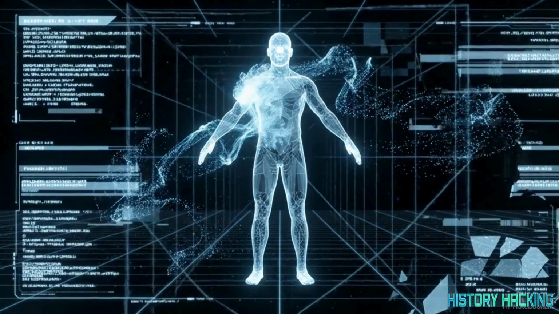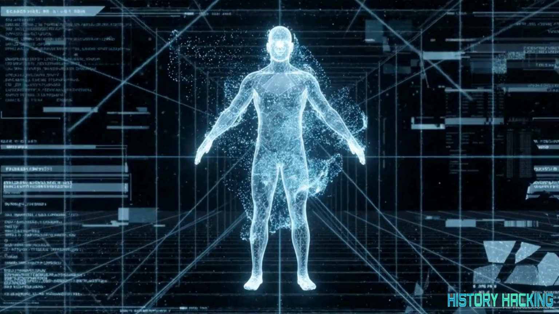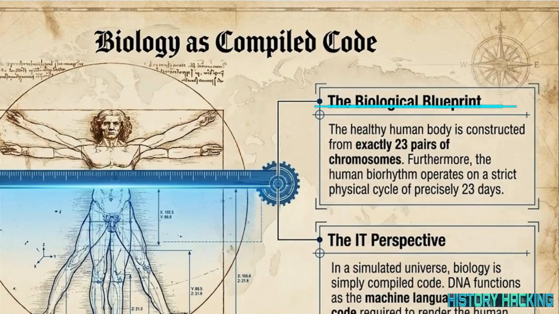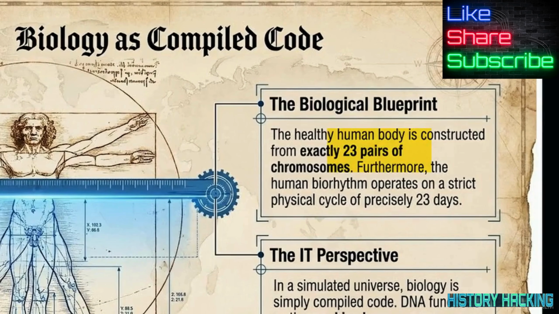Our physical bodies operate as digital avatars, rendered from highly efficient compiled machine code. A basic code review of the human genetic sequence reveals a strict logic governing the entire architecture of the species. As this blueprint shows, the healthy human avatar requires exactly 23 pairs of chromosomes to successfully compile the biological frame.